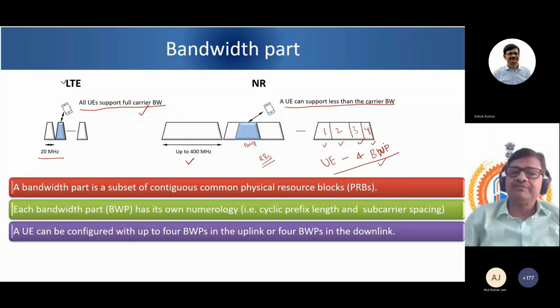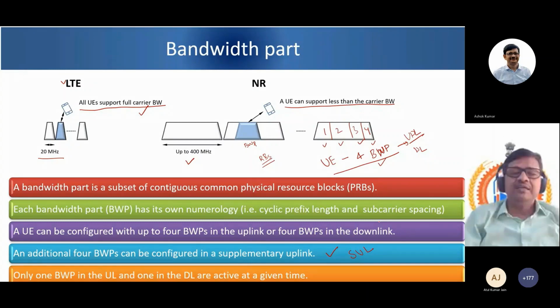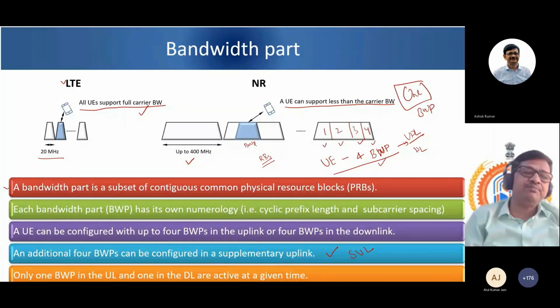And then you can have a similar concept differently in uplink and downlink. For uplink you can have different, for downlink you can have different. And then additional 4 bandwidth parts can be configured for uplink. Suppose if you are using SUL, then there also you can have 4 bandwidth parts. So each carrier component you can have them, but at a time only one. Please remember, only one BWP will be active at a time. Only one. So please remember these 5 concepts.